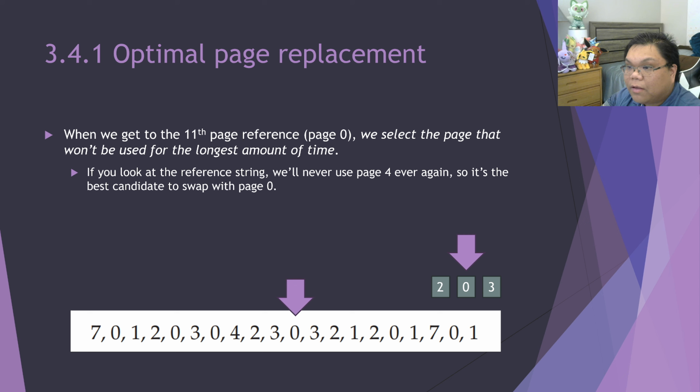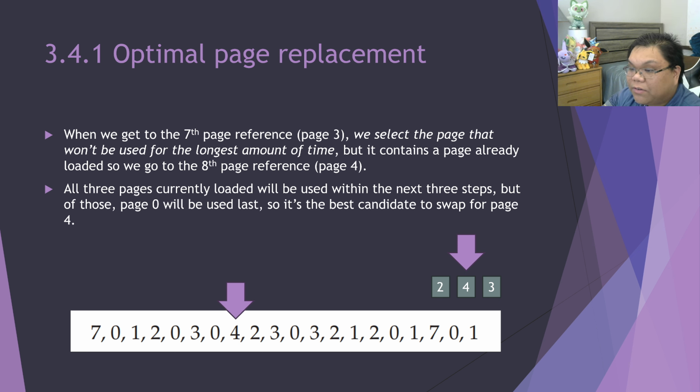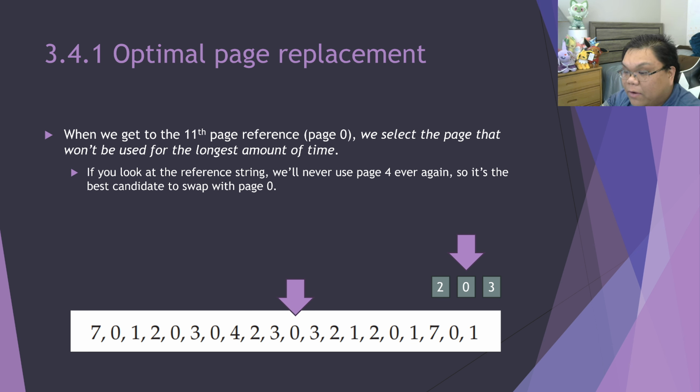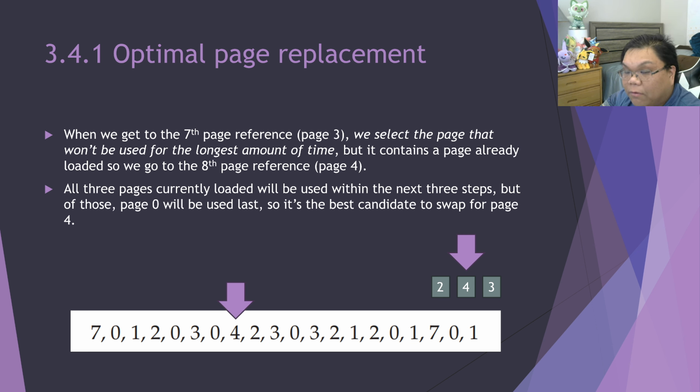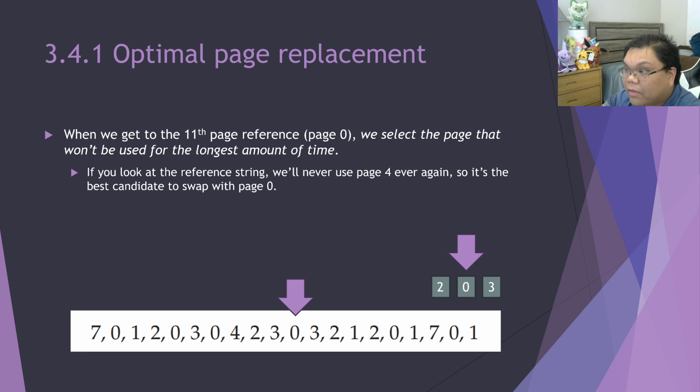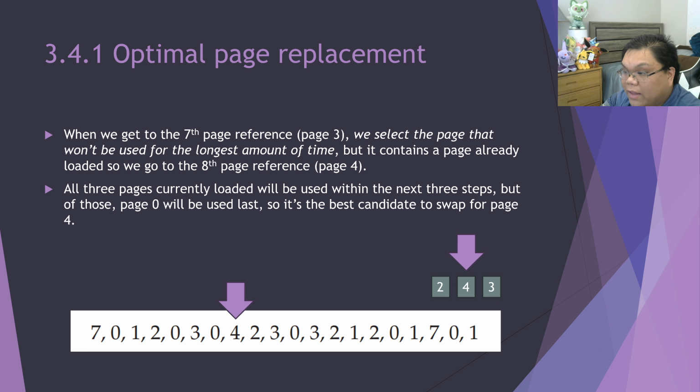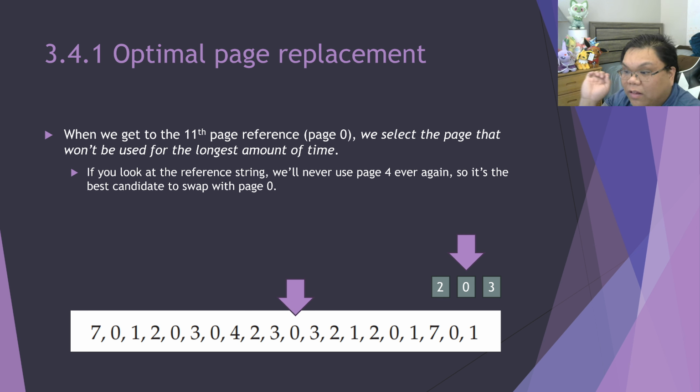When we get to the 11th page reference, we're accessing page 0. Okay, so now it's a little bit confusing, so my apologies. At this point, when we get to the 11th page reference, we have pages 2, 4, and 3 loaded into memory. Which of those won't be used for the longest amount of time?